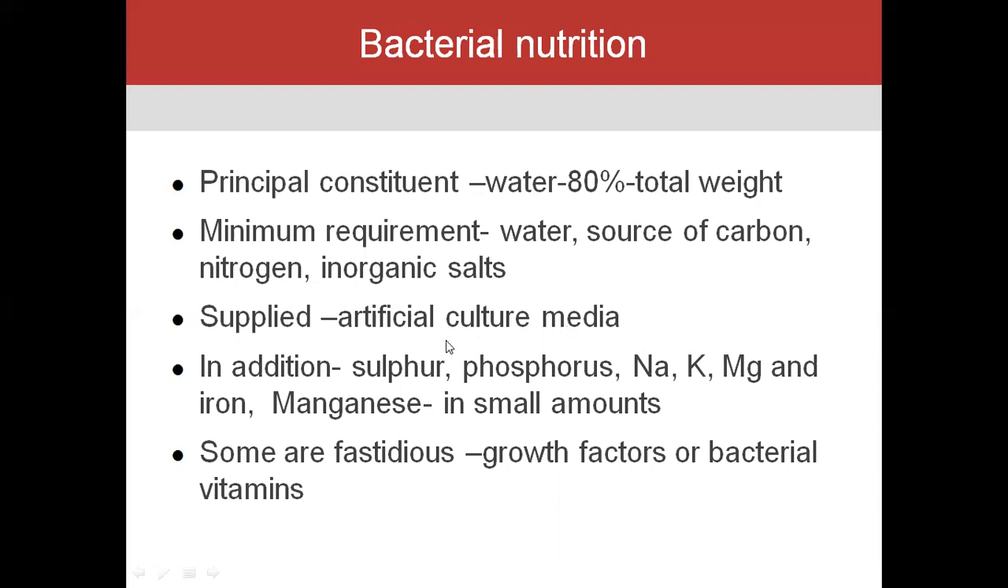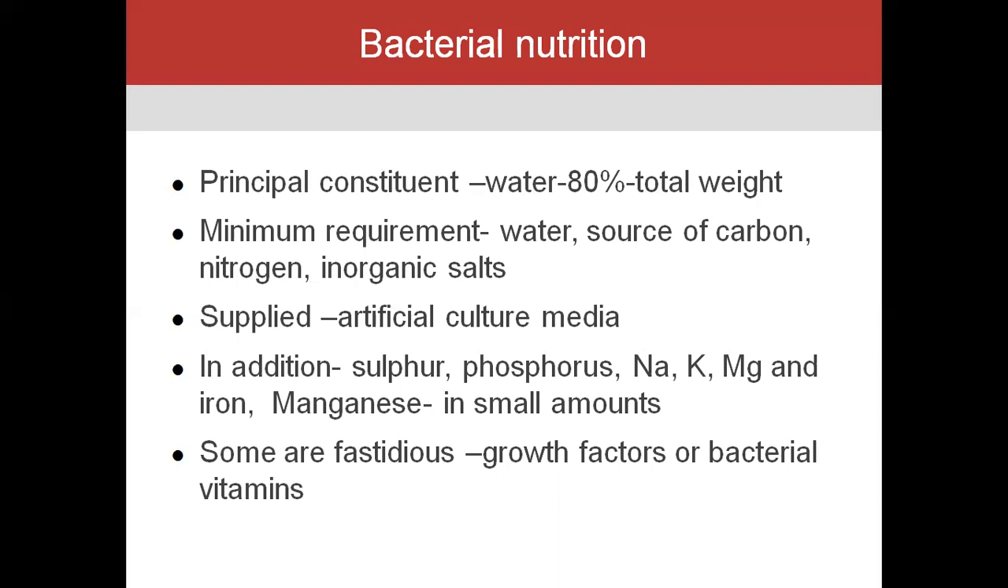In addition to this, some bacteria require sulfur, phosphorus, sodium, potassium, magnesium, iron, and manganese in small quantities. But the major nutrients or macronutrients are carbon, nitrogen, and inorganic salts. These others are all micronutrients, such as sodium, potassium, magnesium, iron, and manganese. And some bacteria are fastidious. Fastidious means they are exact in their growth requirements. Only in the presence of those growth factors do they show growth.